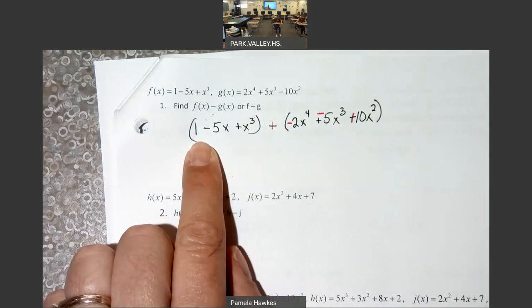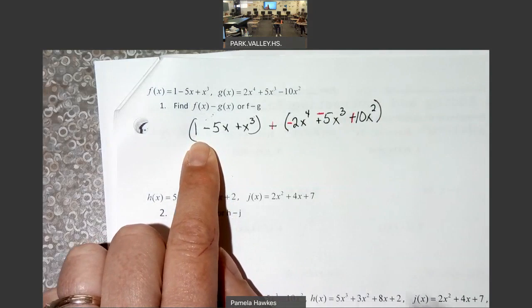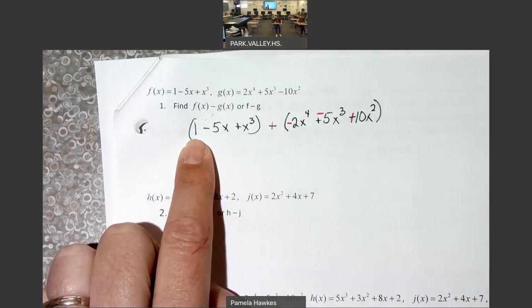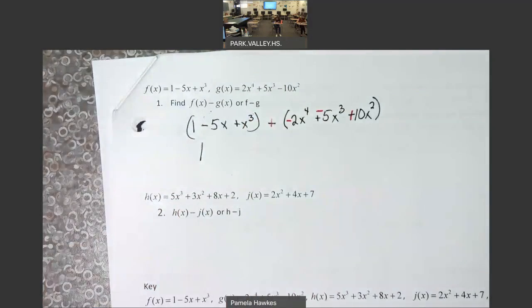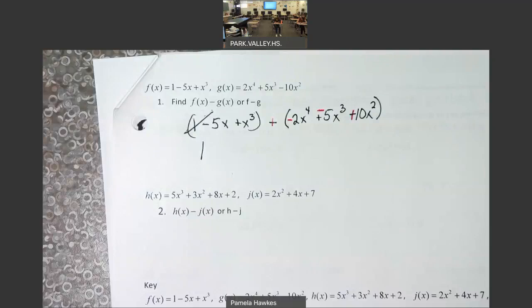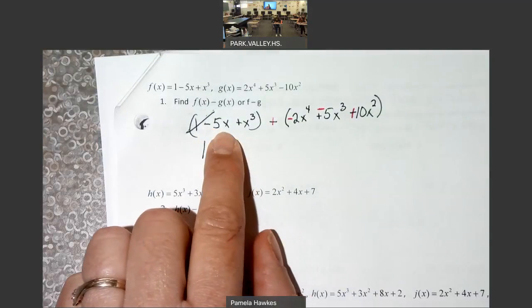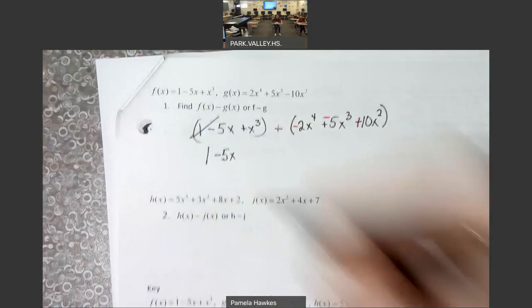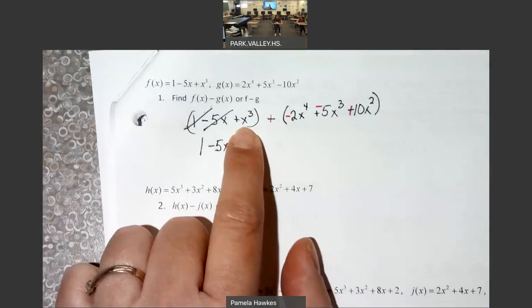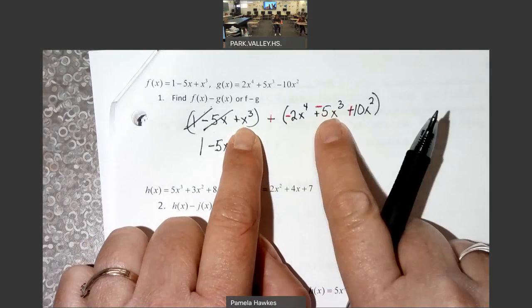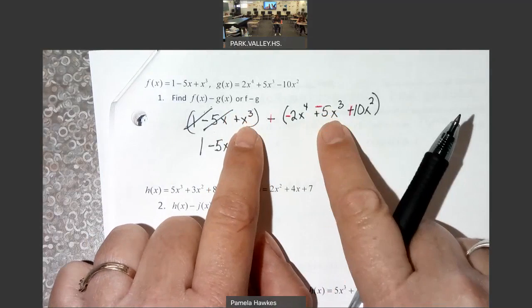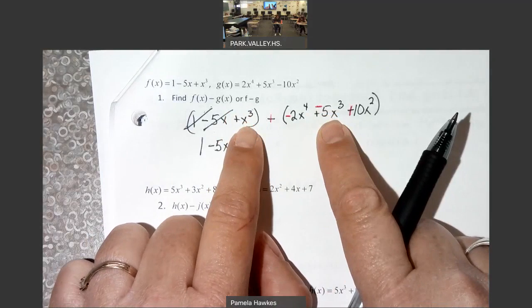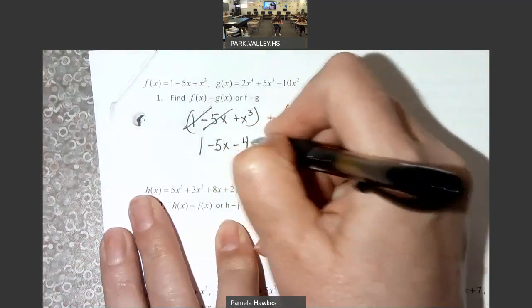You have a like term with the 1. Is there another one that doesn't have a variable anywhere? No, so write it down. And we'll cross that out because we've taken care of it. Fair? Okay, now we have a 5x. Do we have anything else that just has x? No, so we're going to write that down. Good, cross that out. We've taken care of it. Do we have anything that has an x cubed? We have a 5x cubed and it's negative. So I've got x cubed minus 5x cubed, which gives me negative 4x cubed.